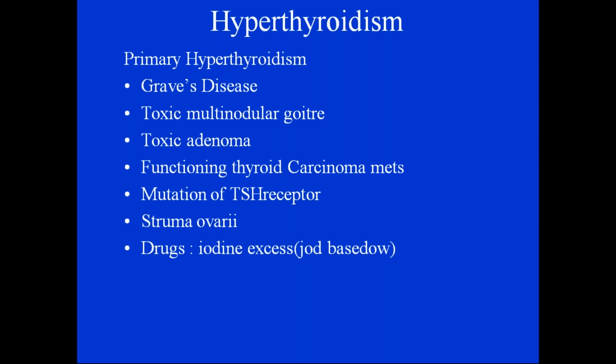So again, it is also classified as primary and secondary. Primary is due to thyroid pathology. It can be seen in Graves. In hypo, we had Hashimoto's, which is the most common, but in hyperthyroidism, the most common is Graves. It can also be due to a toxic multinodular goiter or toxic adenoma.